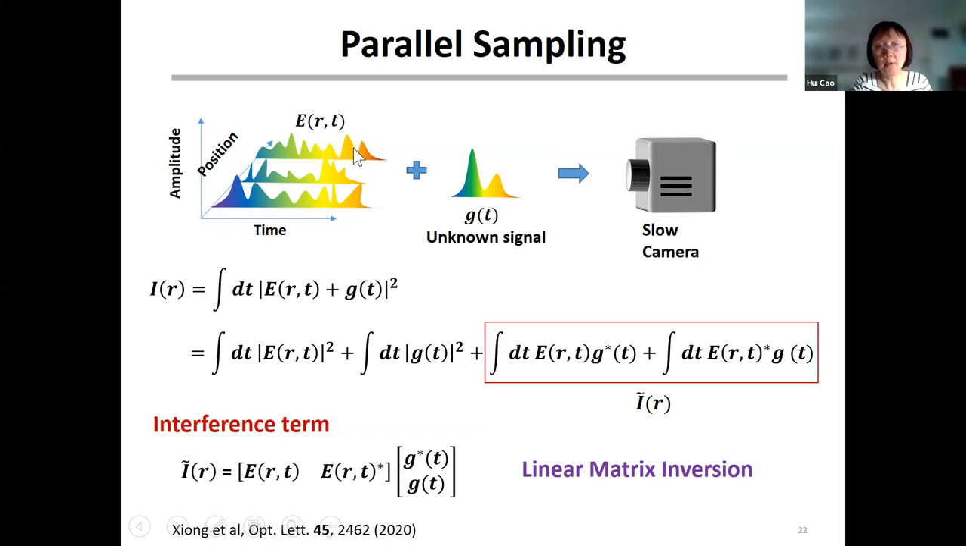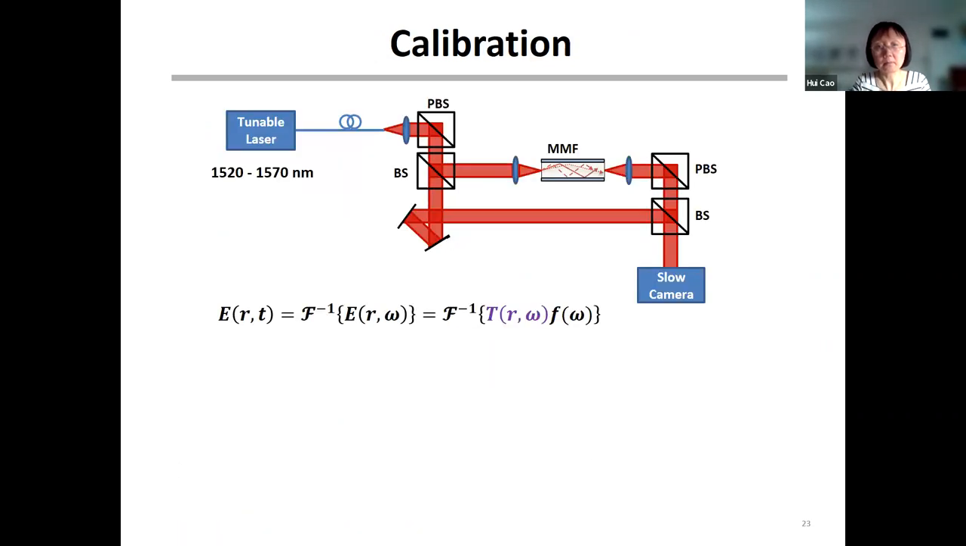So we are using different pulses with different temporal shapes to probe this unknown pulse. This is like ghost imaging, or a parallel ghost imaging in time, if I would say that. So this basically allows us to recover this unknown pulse in a single shot. So how do we do that?